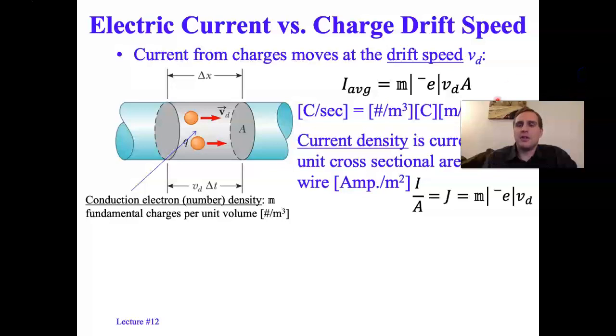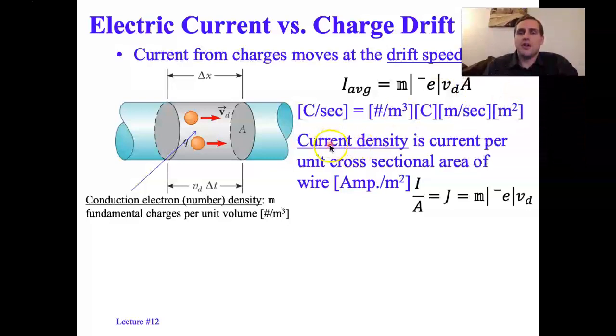Okay. So the current density is another common quantity you should be aware of, and that is the current per unit cross-section area of a wire. So that would be amperes divided by meters squared.